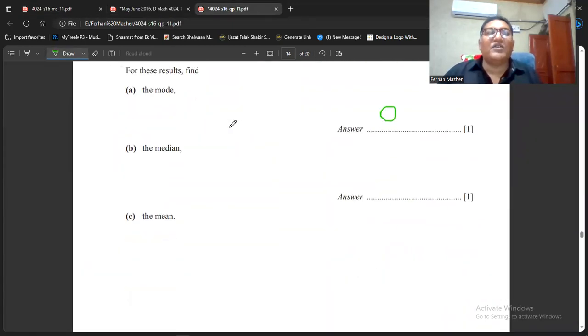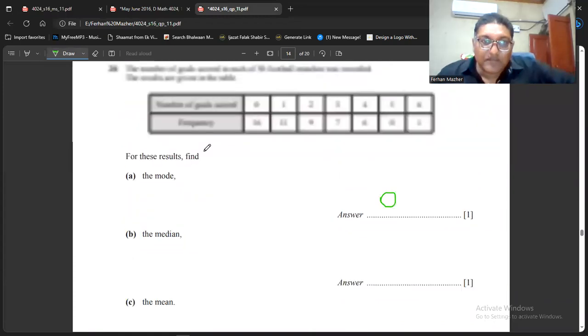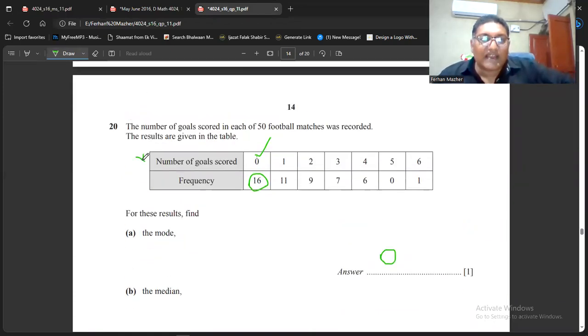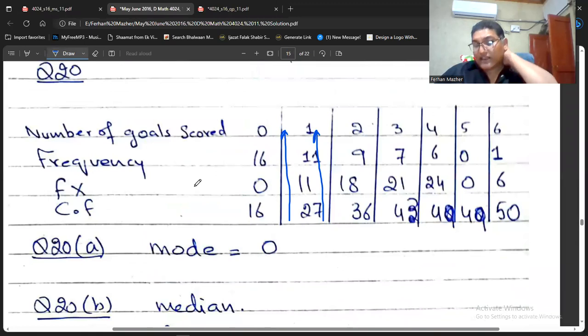Now the C part, he wants us to find out the mean. For mean, this is your x and this is your f. What you will do, you will multiply and you will find out fx. Multiply the x value and the f value. So I have done this here. I can show you this.